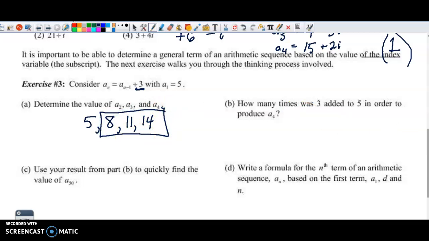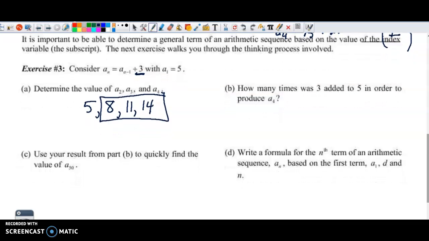So then as we look at the pattern, it's asking you how many times was 3 added to the first number, 5. So just to repeat, the D in the problem was 3.